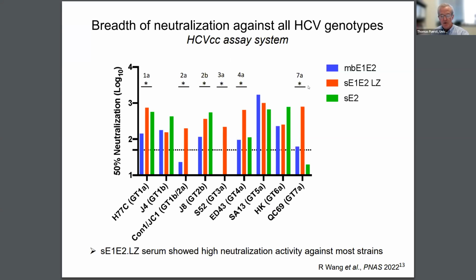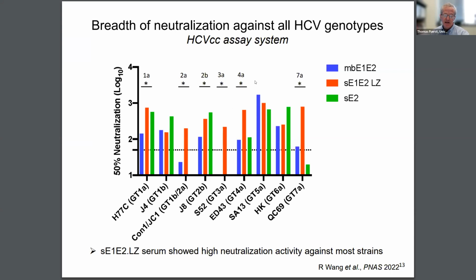As you can see, secreted E1E2 in the red bars induced broadly neutralizing antibodies against all of the genotypes. On the other hand, membrane-bound E1E2 in the blue bars and secreted E2 in the green bars showed low or no neutralizing activity against some genotypes such as 1B, 3A, 7A. But overall, membrane-bound E1E2 was significantly lower than secreted E1E2 in genotypes 1A, 2A, 2B, 3, 4, and 7. These results were recently published in PNAS.